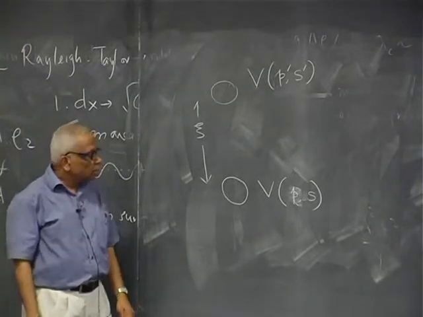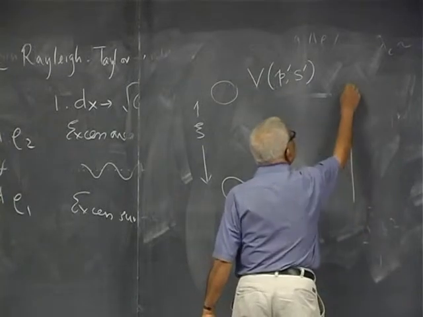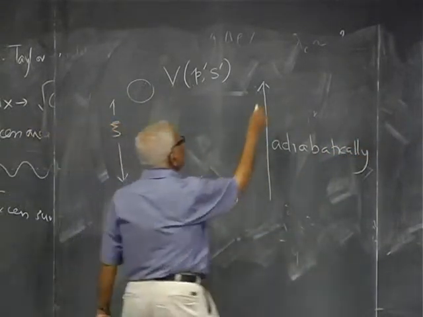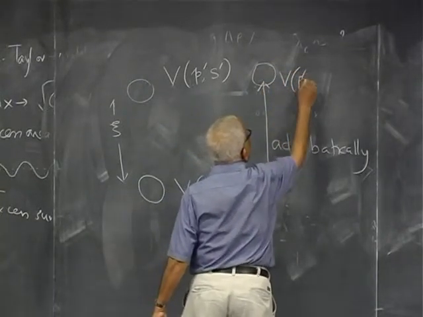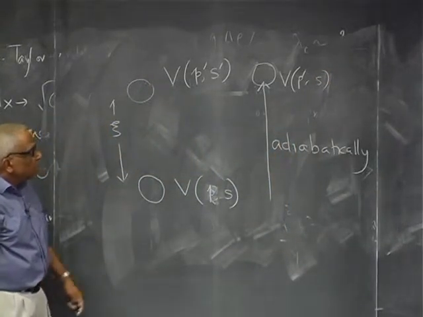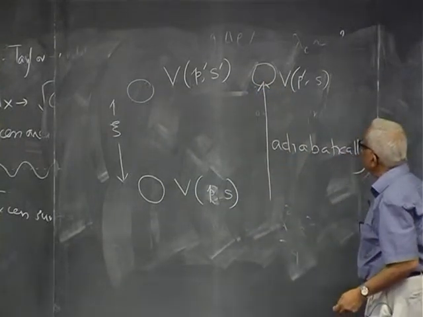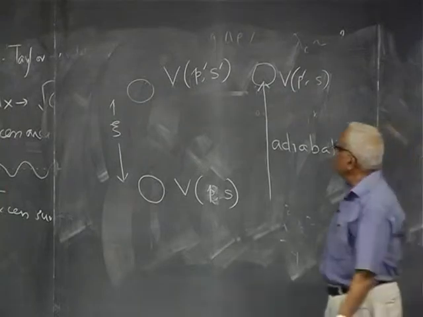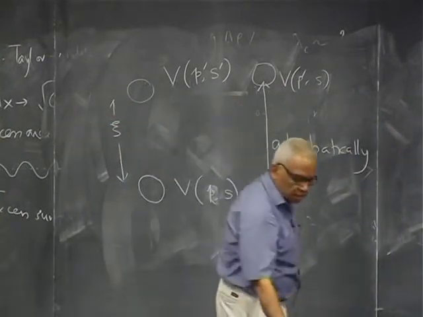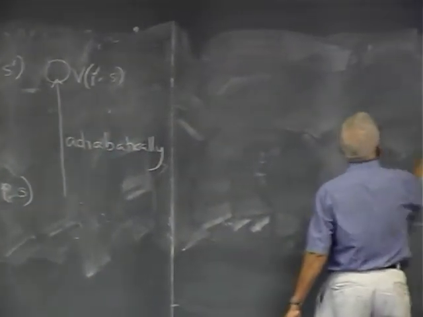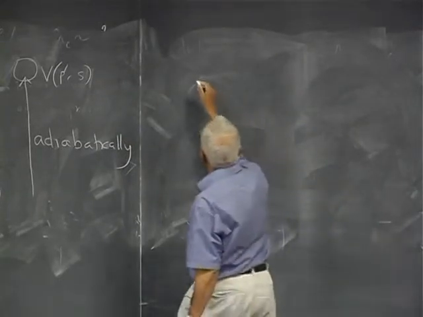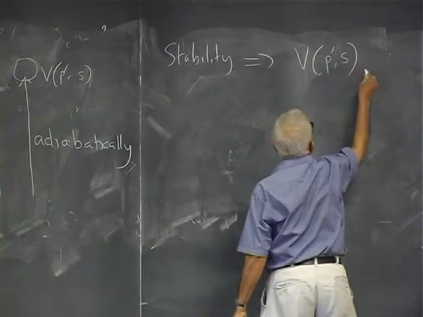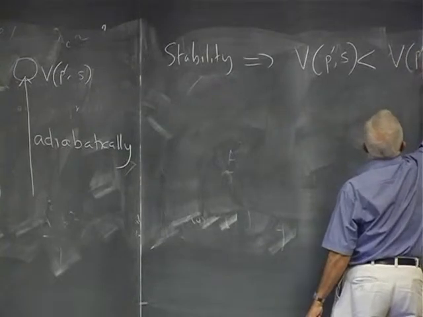So what is stability? Stability would mean that if I were to move this up over here adiabatically, so it does not lose its heat content, then it has V of P prime but the same S, and this has to be stable, meaning that if I take it over there, it has to drop down. It will drop down if it is at a higher density. So if its density is going to be higher, it will have to drop down. So stability implies that V of P prime, S is smaller than V of P prime, S prime.